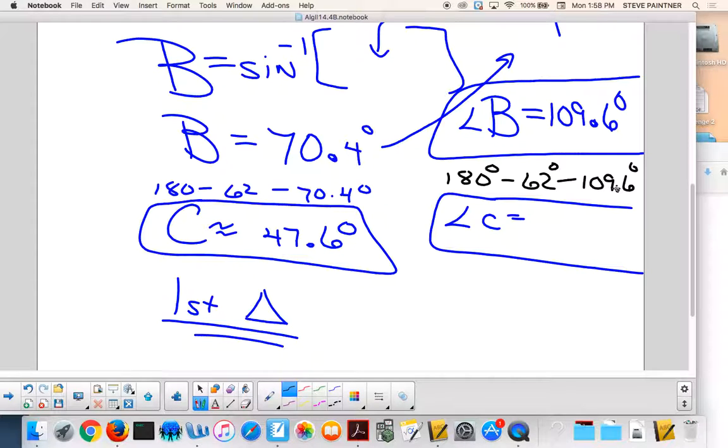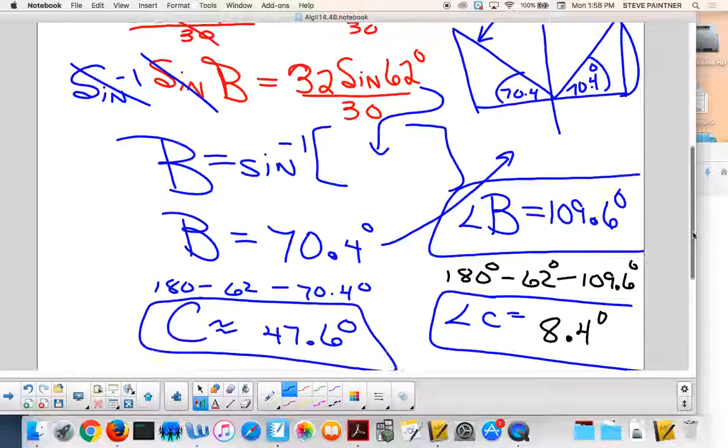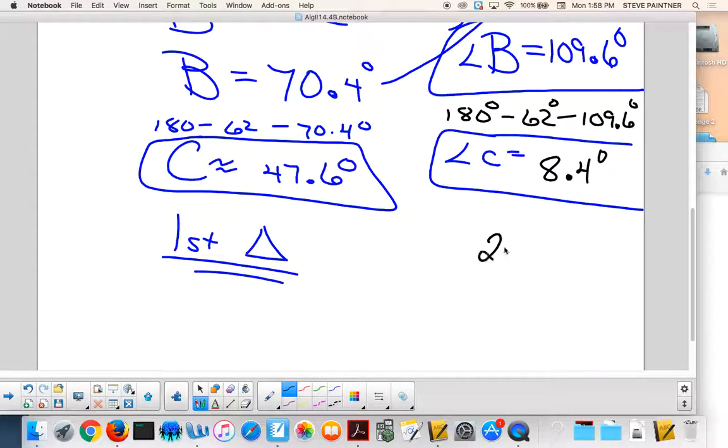I thought we got two. I thought the second one was one. Did we do it wrong? No. So what did we get for the first one? 70.4 and 47.6. Are my numbers different? You say that answer again. 8.4. So you got two again, didn't you? Yep. So the second triangle does exist.